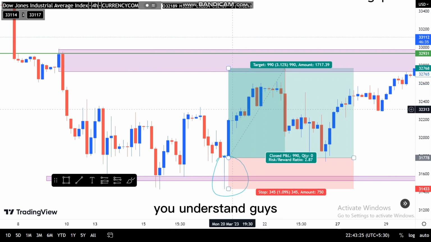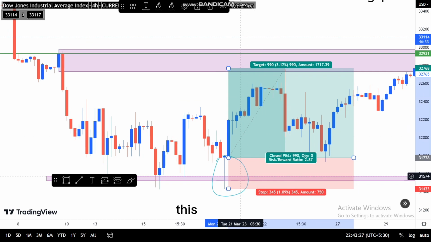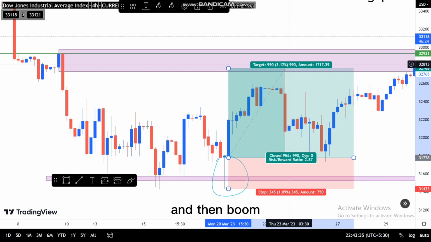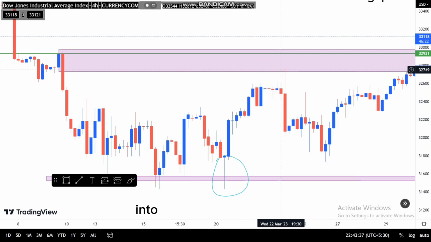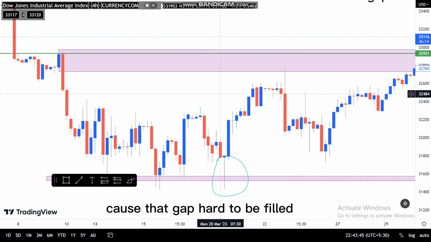You understand, guys? This is the gap that has not yet been filled. So this would be like my strong buy. So when I buy, guys, look, I'm buying so much. Price goes up aggressively, and then boom, the moment it touches my fair value gap, look at what happened. It starts pulling back down, because that gap had to be filled, guys.